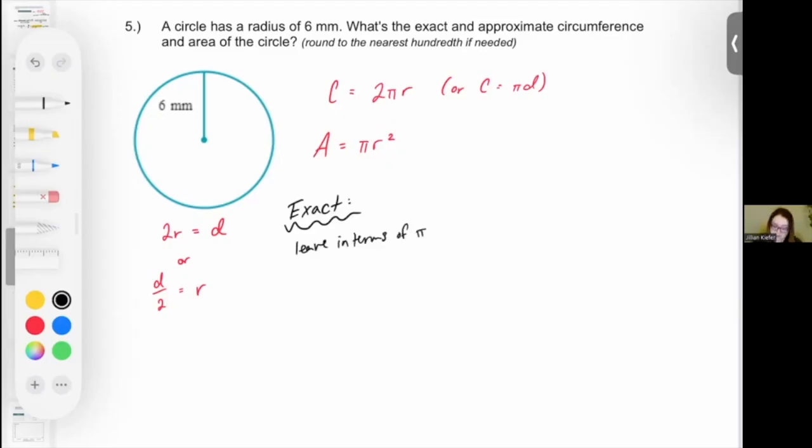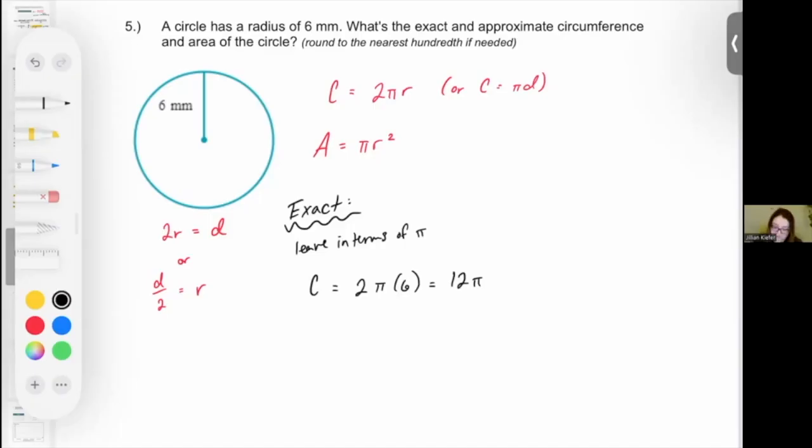So when we write this out, our circumference will be equal to 2 times pi times our radius, which we said was 6. We can simplify this by multiplying the 2 and 6 together, and this gives us 12 pi. And we leave it like that. That's what exact means, leaving it in terms of pi. This is exactly correct. There are no roundings that would approximate the area.